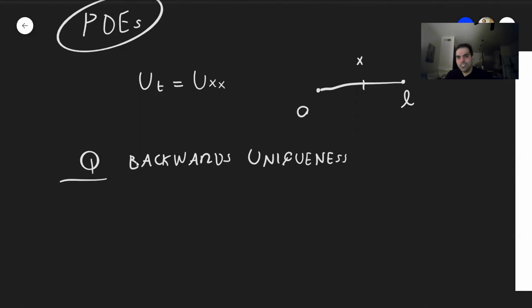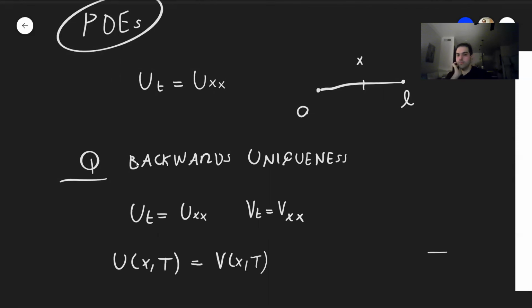And by backwards uniqueness, I don't mean "uniqueness" written backwards. I really mean the following scenario. Suppose you have two functions u and v that satisfy the heat equation, so u_t equals u_xx and v_t equals v_xx. And suppose for some terminal time they are equal.